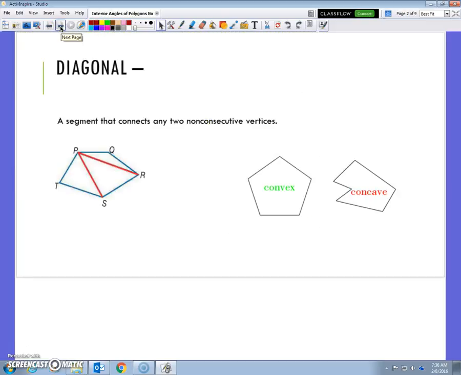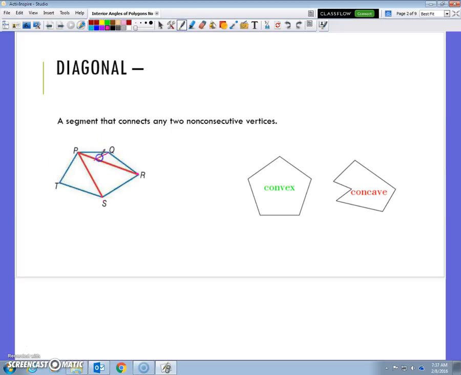Some important vocabulary first is a diagonal. And when I say diagonal, what I mean is a segment connecting one vertex to another vertex, but it can't be a consecutive vertex. So in this case, from P to R, that would be a diagonal. This red line here, P to S would be a diagonal. These would be the only two diagonals I could draw from P. P to Q is not a diagonal. Okay, they are consecutive. So this is not a diagonal. Only P to R and P to S would be diagonals, because P to T also would be consecutive. So there's only two diagonals from the vertex P.